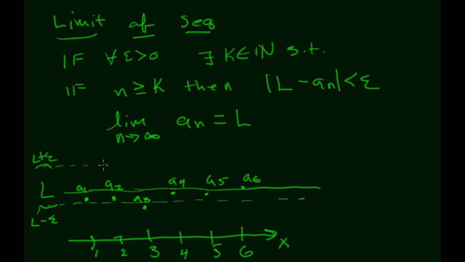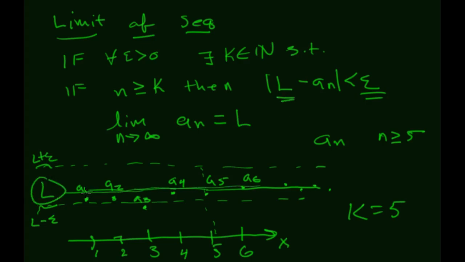So there's the L plus epsilon, there's the L minus epsilon, and I pick some value k. Let's say I make k equal to 5, right? And let's say this sequence just keeps going along like this. If for every a sub n, where n is greater than or equal to 5, a sub n is within epsilon units of L, then we say that this sequence approaches that limit.